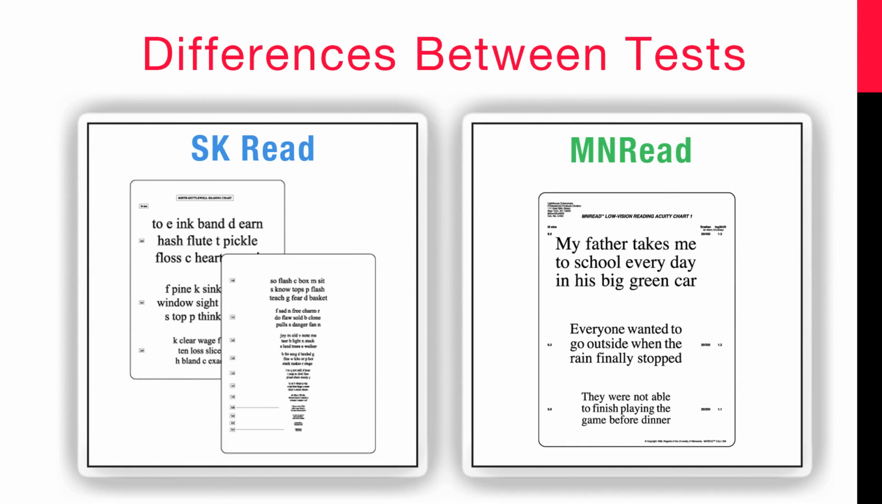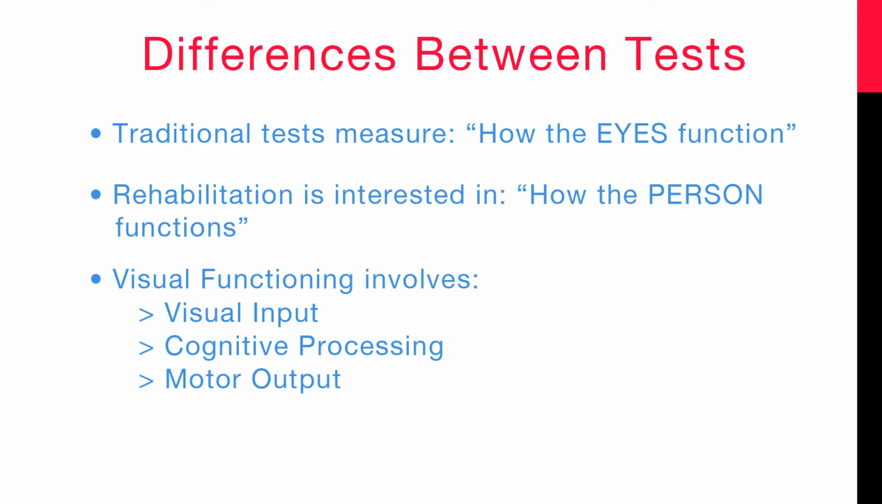When you use the SK read and compare it to the MN read, the reading speed on the MN read is 3 times higher than on the SK read because it's helped by cognitive recognition of what is a meaningful text. It also involves motor output, be it in manipulation tasks, be it in writing, be it in reading, where you need to move your eyes from one word to the other.